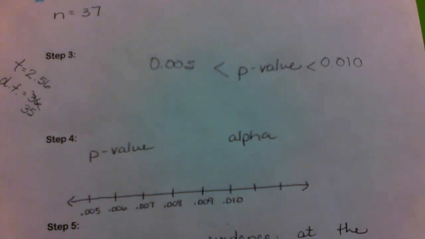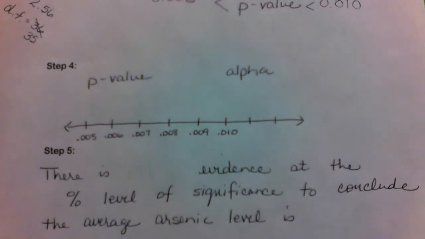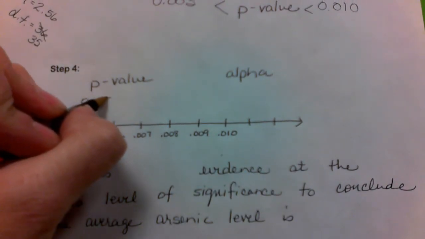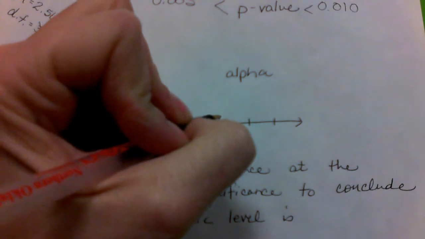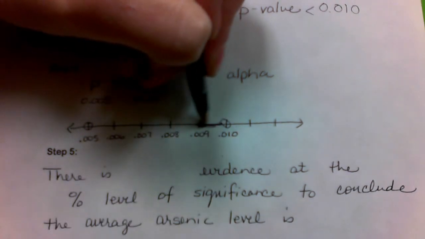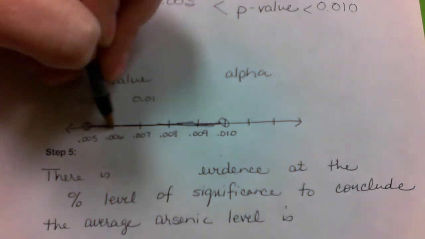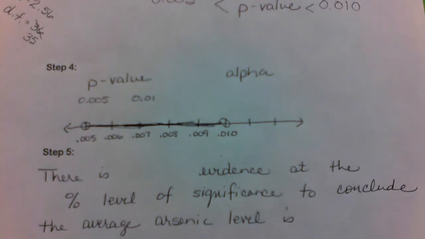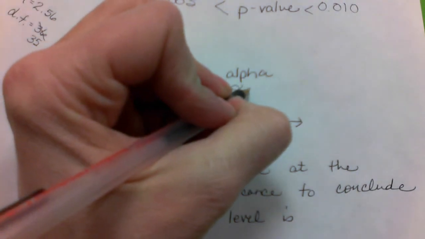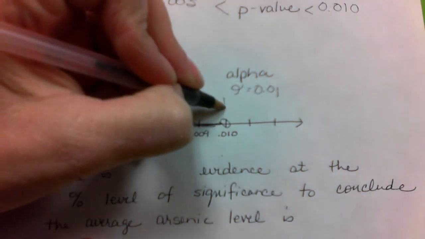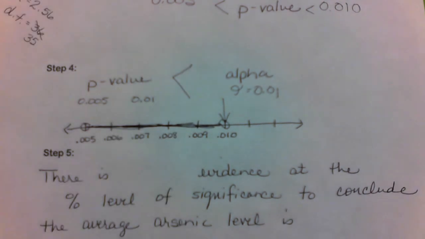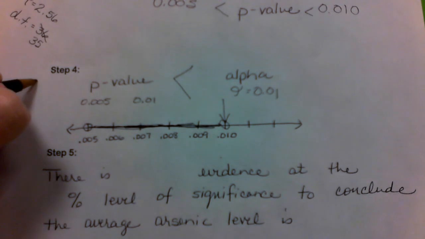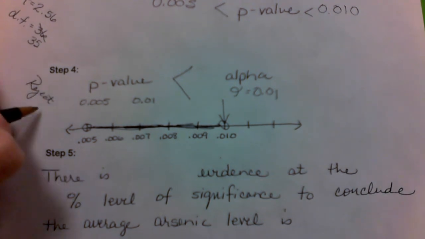So now what I'm going to do is compare that to alpha. So we have 0.005, 0.01. So here's 0.005, here's 0.01. So my p-value is any number in between here. And I'm going to compare that to alpha. And for this particular problem, it says to use alpha of 1% or 0.01, which is right here. Now again, it's very close, but it is slightly less than. So since it's less than, we will reject the null.